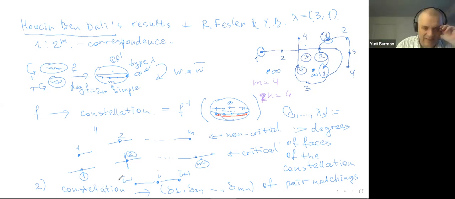Well, the next one-to-one correspondence made by Benzer-Lee is the following. We take a constellation and relate to it a sequence of pair matchings on the following set: 1, 1 bar, 2, 2 bar, and so on, up to M, M bar, on the set of size 2n. Let me show you how this one-to-one correspondence is made.